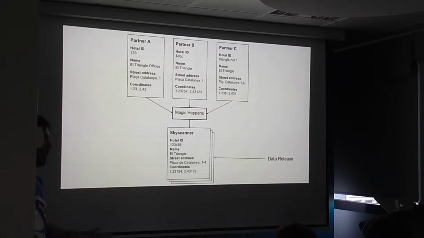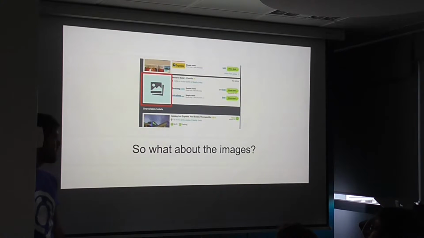If we do that for all the hotels that we find in the catalogs, we end up with the data release. So what about the images, right? Because if you find this hotel in the page, you probably will not book it. It has no images, it doesn't give you confidence. So images are really important for this product. So how do we make them reach production?